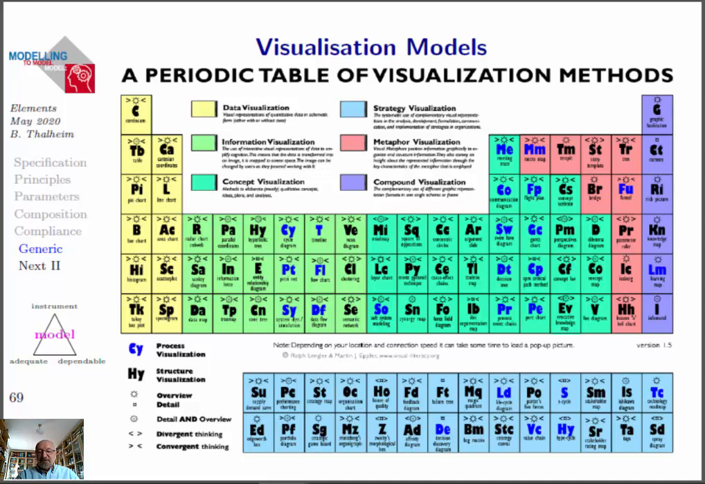I have been writing here the reference to this website. You see we have very different kinds of models. We have data visualization, we have some kind of visualization for information, we have some kind of visualization for concepts, for strategies, for metaphors, for compound elements. Let's now go over this set of visualizations in detail.